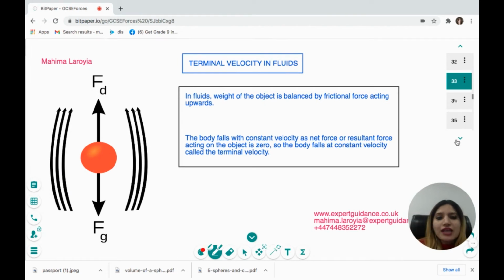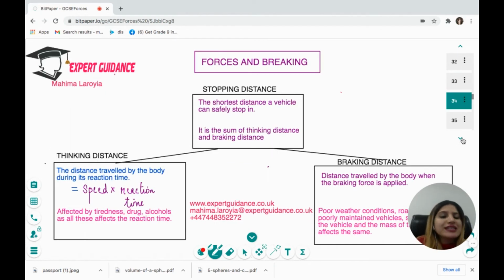Now, terminal velocity is also seen in fluids. In fluids, when you drop something in water, the weight of the object is balanced by the frictional force acting upwards. The body falls with constant velocity as no net force or resultant force acts on the object. So the body falls at constant velocity called the terminal velocity. So this concept is also seen in fluids.